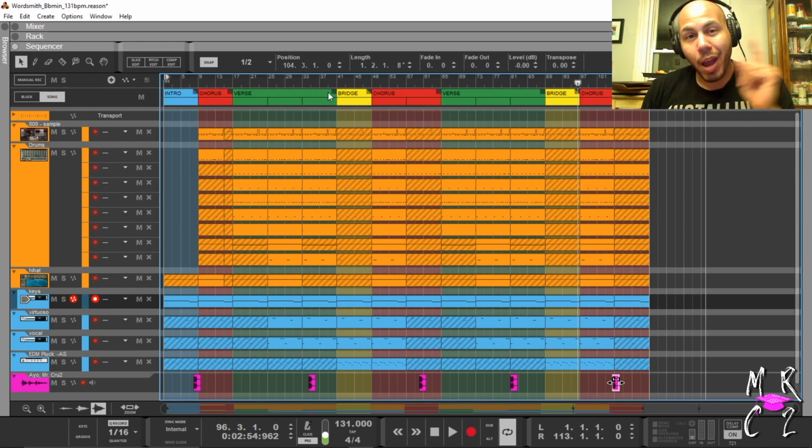Let me know in the comments below how you use blocks, or if you have ever used blocks. I know a lot of you guys who are in Reason are still on Reason 4 and Reason 3 and stuff like that. It blows my mind. So if you're one of those people, I guess you don't have blocks yet. But let me know how you keep track of arranging your songs and keeping a knowledge of what section you're on.